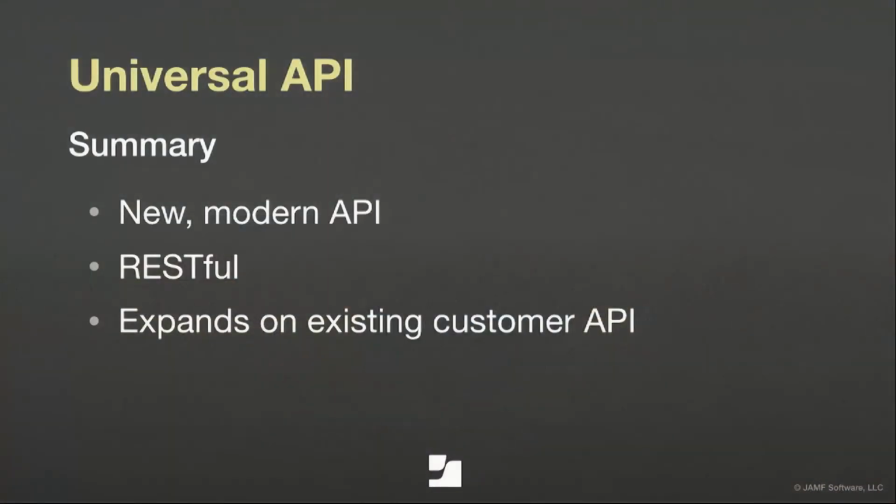Thanks, Brad. So what is the Universal API? It's a new, more modern API that we've started to build out for the JSS. Like our existing customer API, it's RESTful, but it expands on the customer API and has some additional features and benefits.